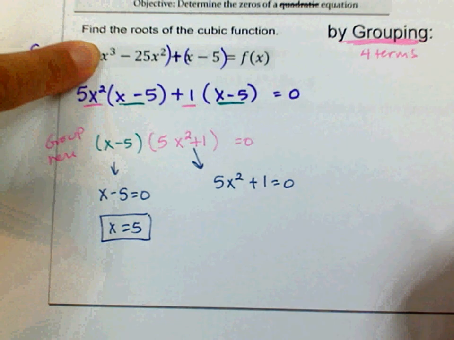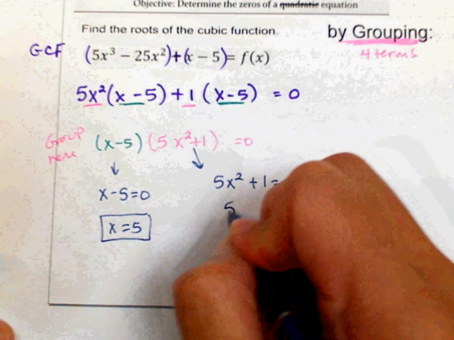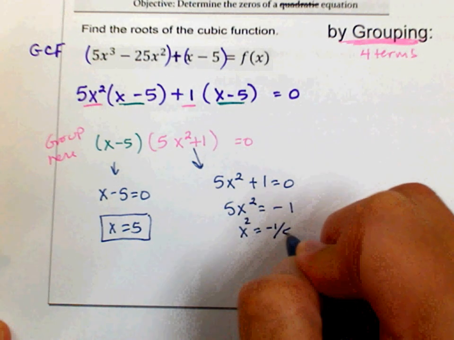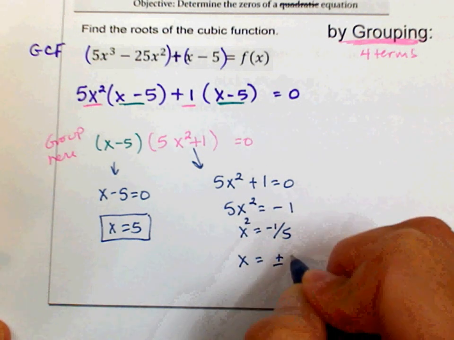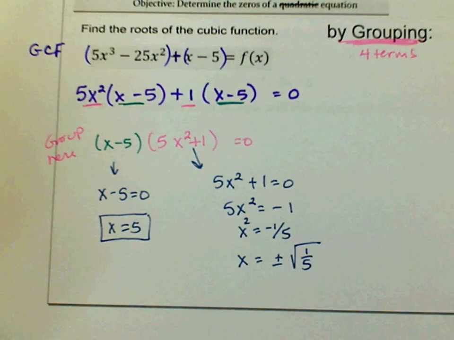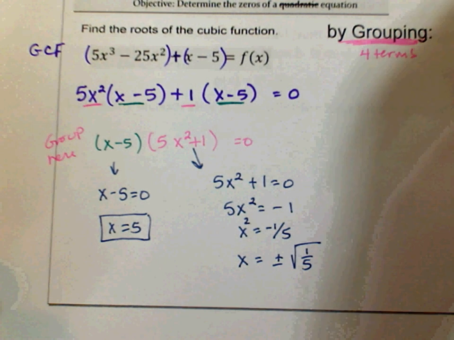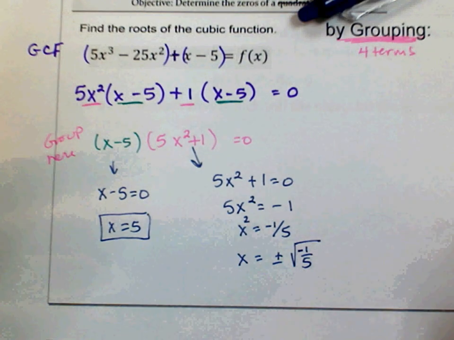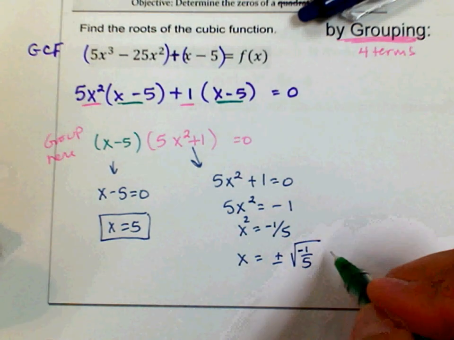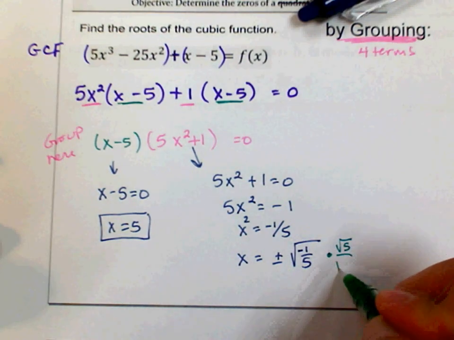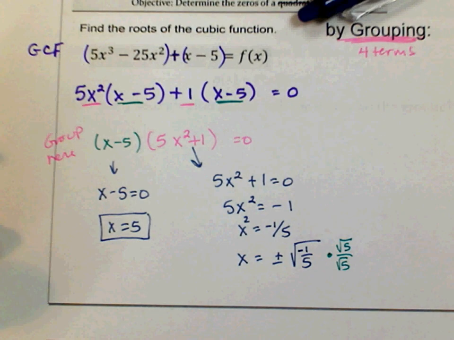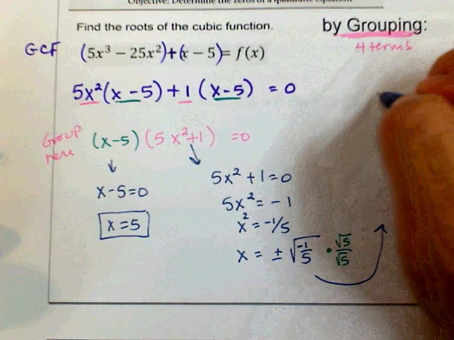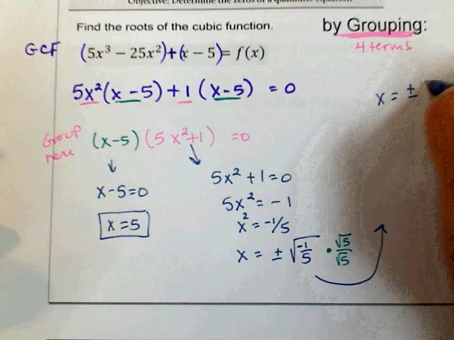5x squared equals negative 1. X squared equals negative 1 over 5. X is plus or minus square root of negative 1 over 5. Look at that. Oh, negative. I forgot the negative. All right. Guess what the negative is going to come out as? You can do it now, you can do it later. But you've got to rationalize, right? Okay. So when you rationalize, I'm going to continue up here. You got x equals plus or minus square root of negative 5 over square root of 5 times the square root of 5, which is just 5.